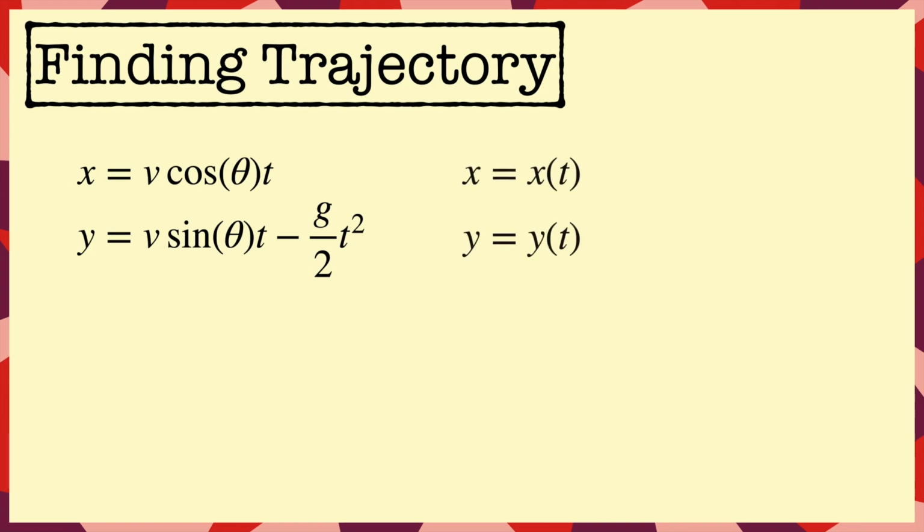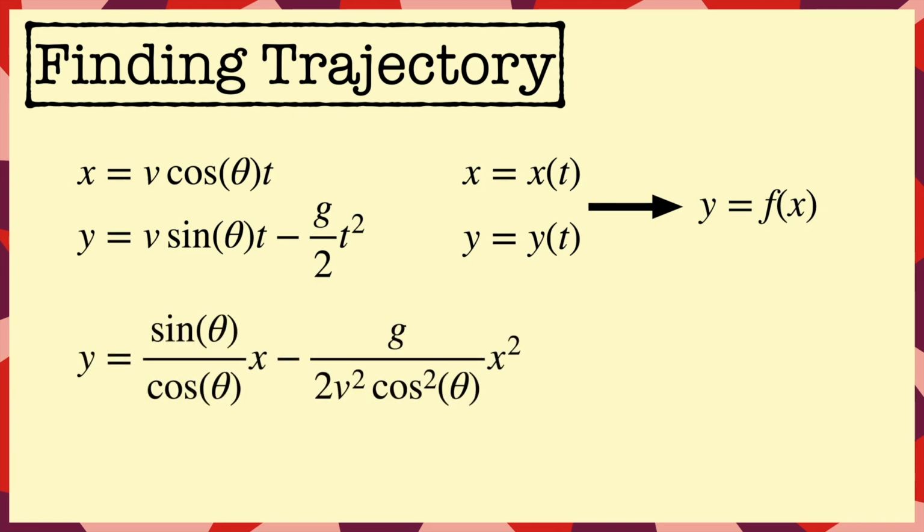However, it's much easier for us if we can write y only in terms of x. So we need to find an explicit function y equals f of x. And in this case, since x is just a constant times t, we can substitute that in and get y in terms of x. And we get a negative quadratic, a type of curve known as a parabola, which is why you'll sometimes hear projectile paths referred to as parabolic trajectories.